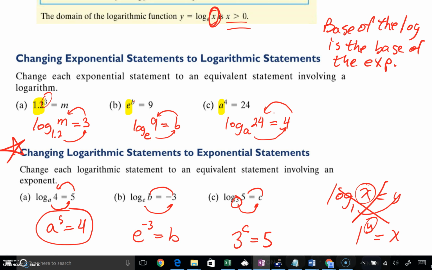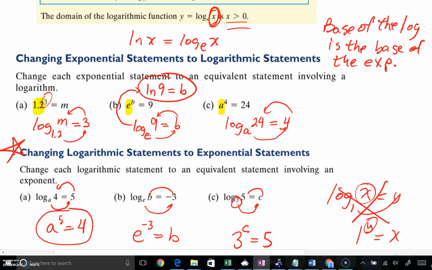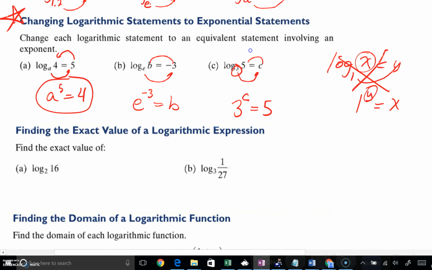Now, I heard someone say just a moment ago with the first one with b, someone said, ooh, log base e is really natural log. The cool thing is you guys learned this before. Natural log of x is really the log base e of x. And you can see that natural log button on your calculator. It's right next to the 4. Okay, but this is just our first learning target, going between the two systems.